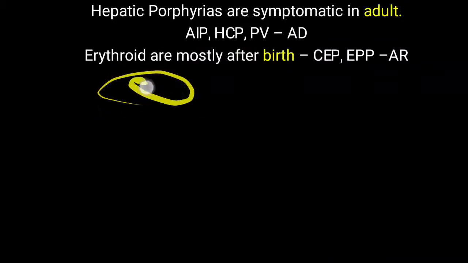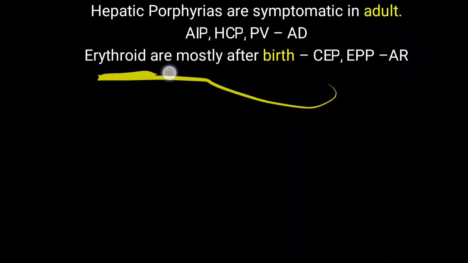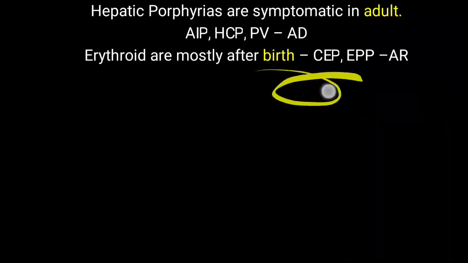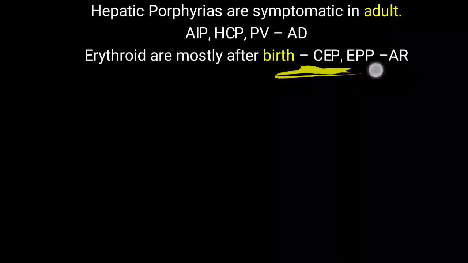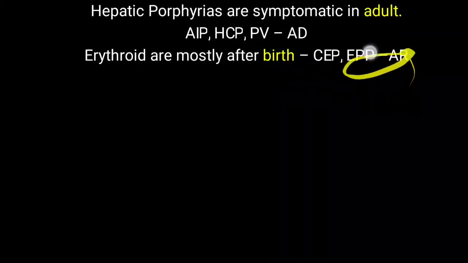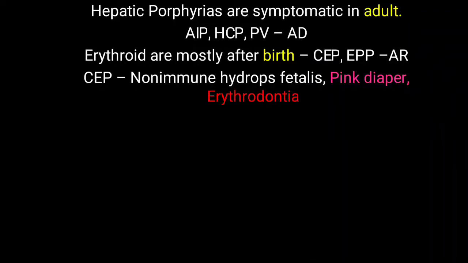Now erythroid porphyrias are mostly seen after birth. So you have to keep in mind that erythroid ones are generally seen after birth. So if a patient is there immediately after birth, then it is mostly a variety of erythroid porphyria, that is congenital erythropoietic porphyria or erythropoietic protoporphyria, and both are autosomal recessive. So that will also give an idea about the family history. So you have to remember autosomal dominant, autosomal recessive, and that will give a clue about the diagnosis of the porphyria.